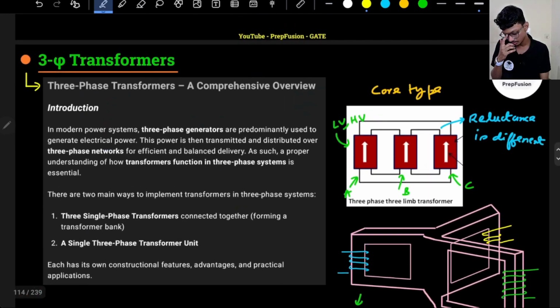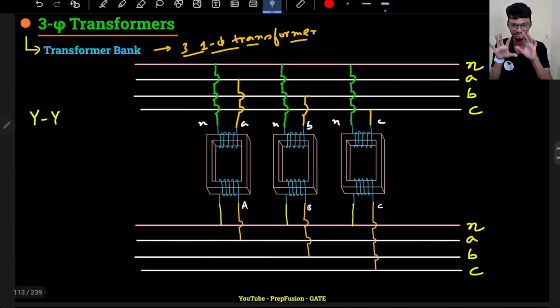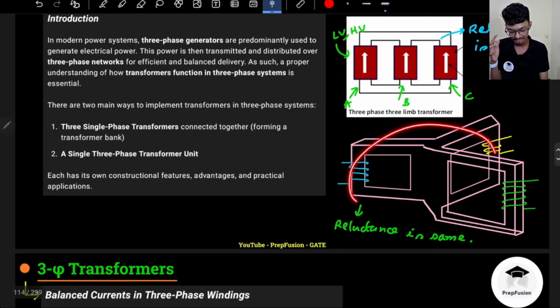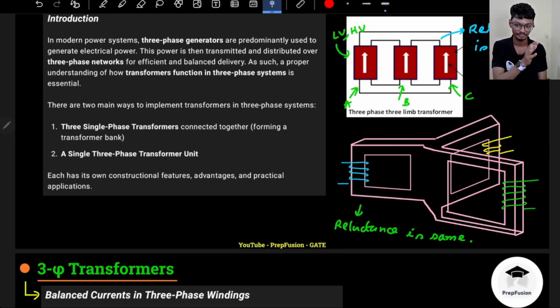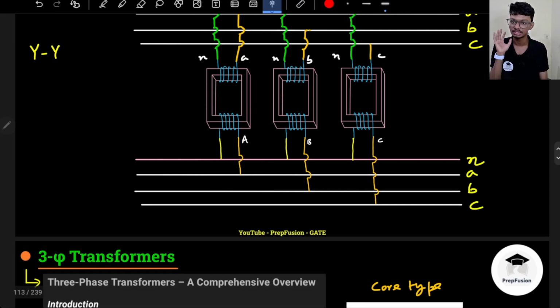A 3-unit single phase transformer has this advantage that I can just simply connect these two wires and that's it. But they might have noise, they might have vibrations. Those things can be mitigated in a single unit 3-phase transformer. But somehow if this gets damaged, everything is damaged. But here, even if one of them gets damaged, the other two phases will be totally intact.